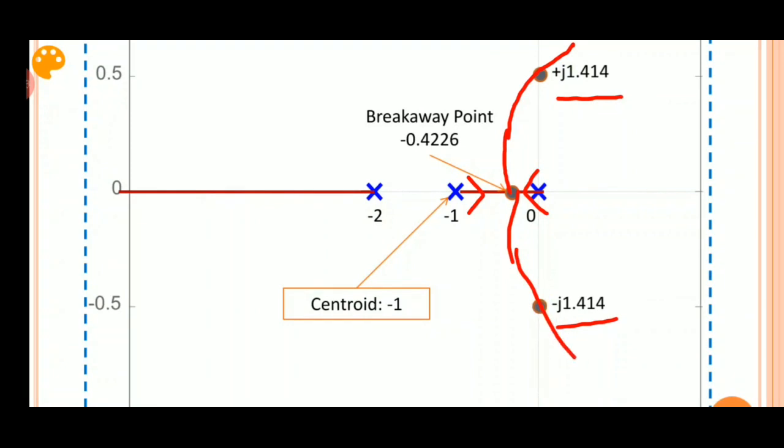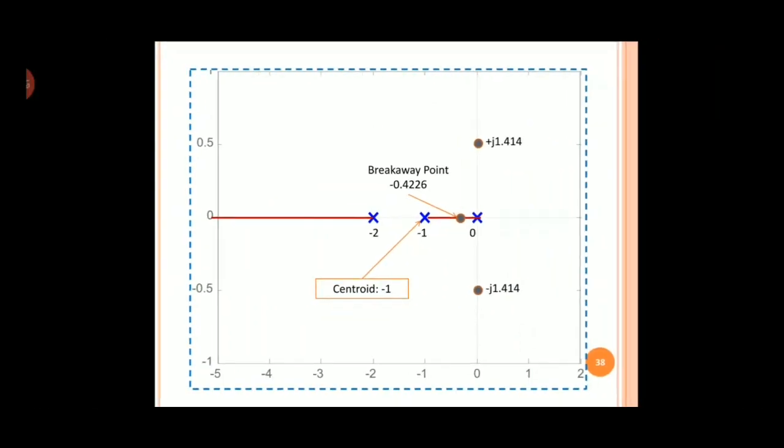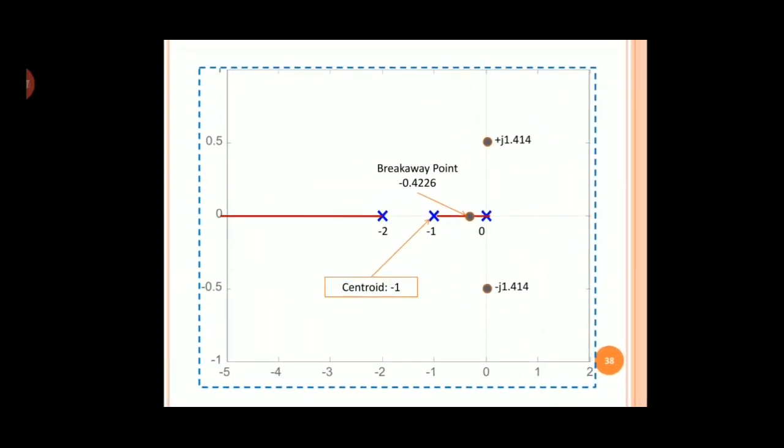Now after it cuts the imaginary axis, where does it go? It obviously goes to infinity. In which direction does it go? The asymptotes will tell us in which direction they go. Now doing it again.